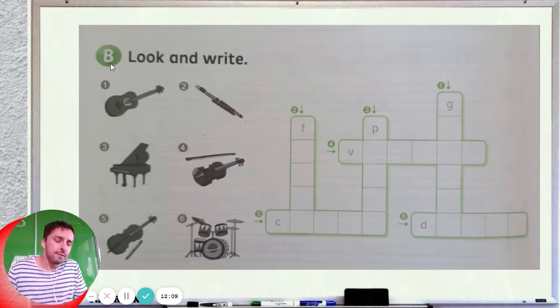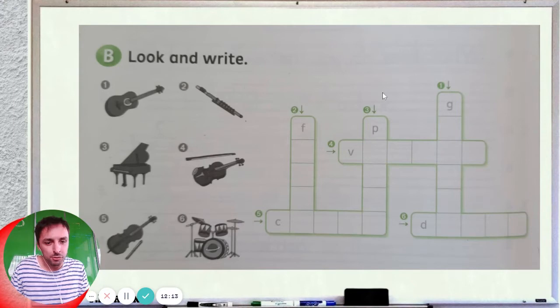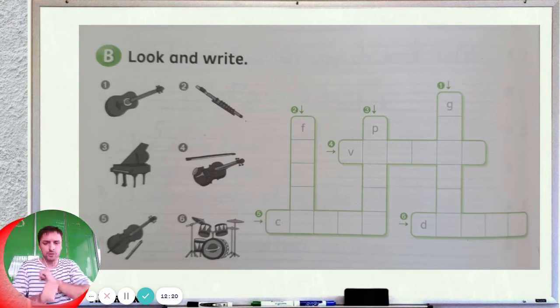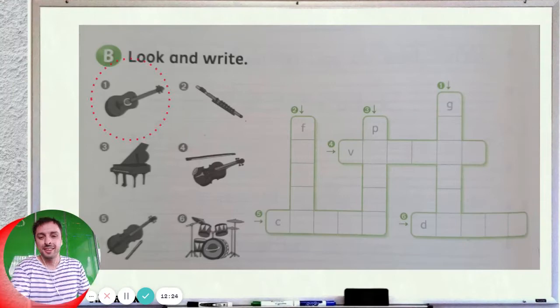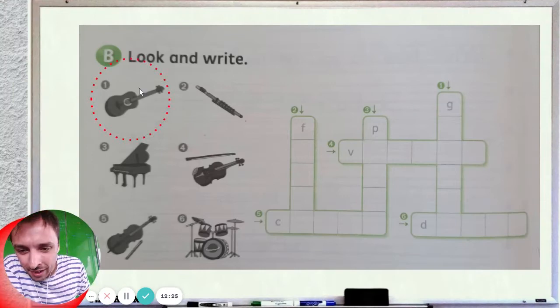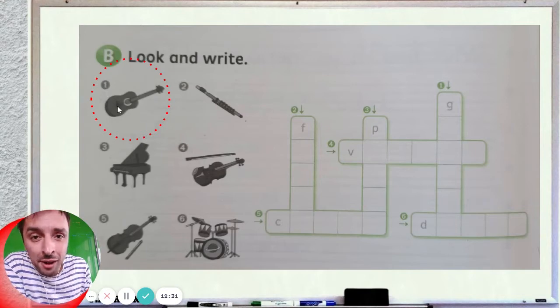Okay, for activity B, we have a crossword puzzle. This is a crossword puzzle. Okay, so you have your words and they are crossing. They make a cross. Okay, a crossword puzzle. Now let's look at the first one. What is this musical instrument for number one? That's right, it's a guitar.